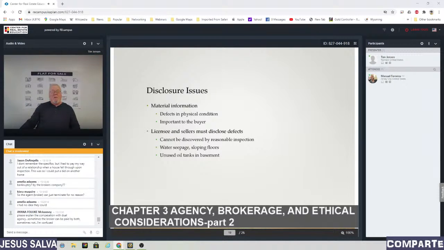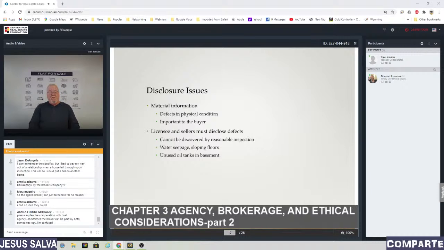All right, moving on. Disclosure issues, material information. We talked about this, defects in physical condition. These are items important to the buyer they want to know about so they don't make a bad investment. Licensees and sellers must disclose any defects that can or cannot be discovered by reasonable inspection. They're called latent defects if you can't see the problem, like a malfunctioning septic system. You can't see it's not functioning properly. Maybe you can smell it, but you can't see it.